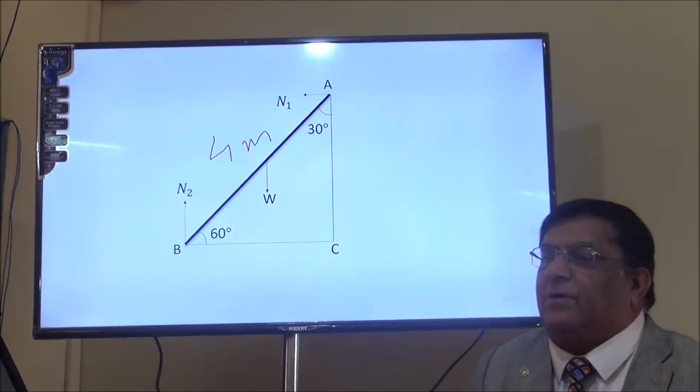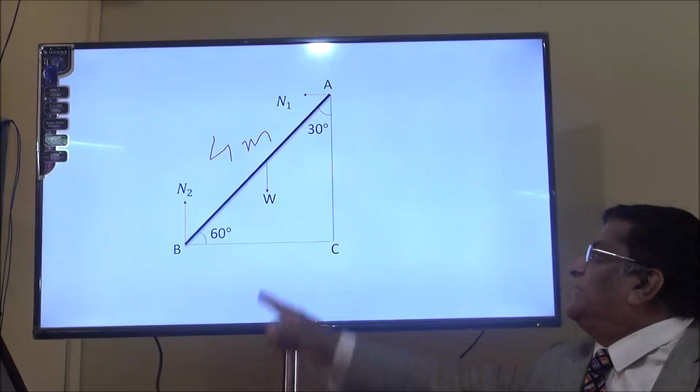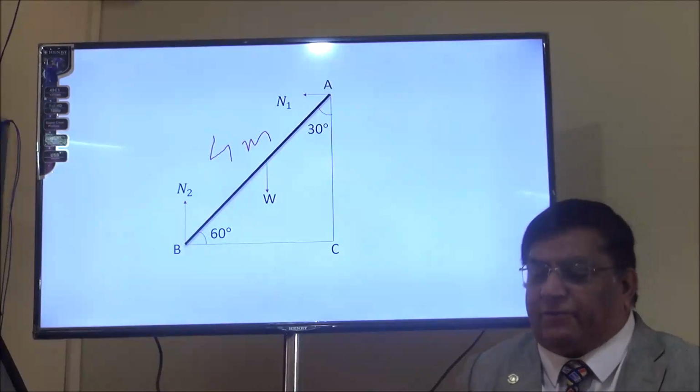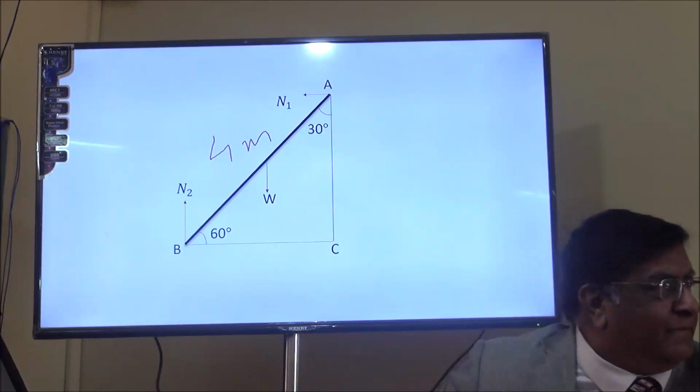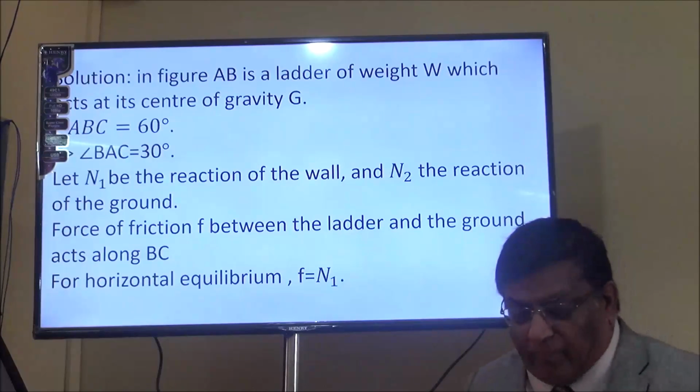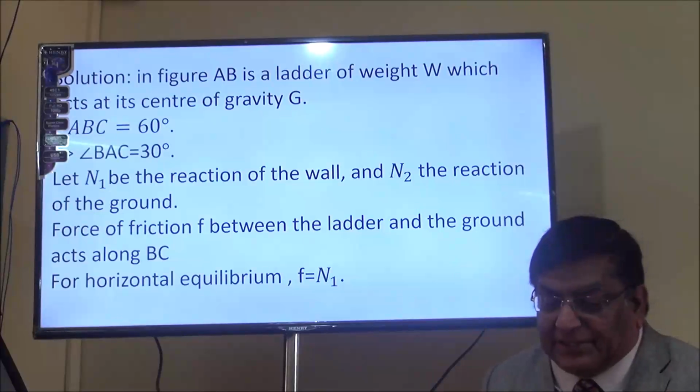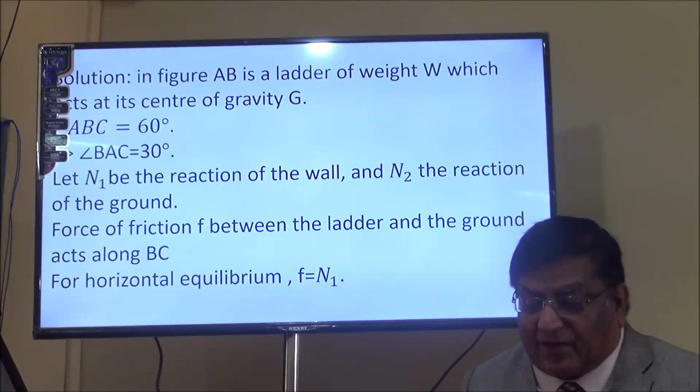Okay, so this is how the ladder is. It has got certain weight W, and what we want is it should not slip. So now see the solution. In this figure, the ladder of weight W acts at center of gravity.